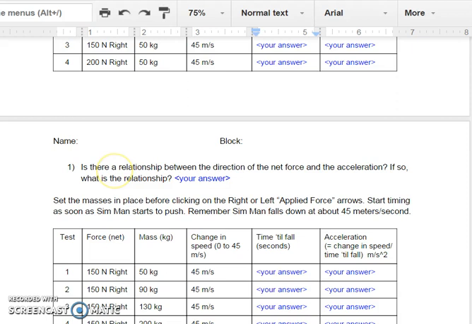Take a look at this question. Is there a relationship between the direction of the net force and the acceleration? I sure hope there is, that the direction in which we apply a force is the direction of our acceleration.